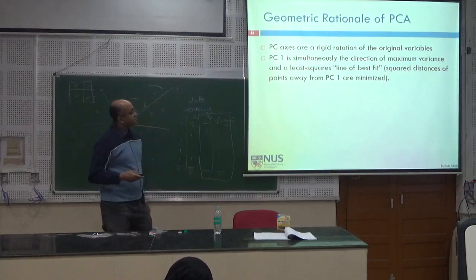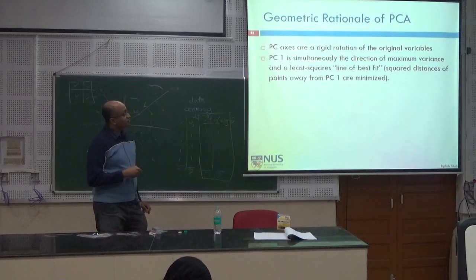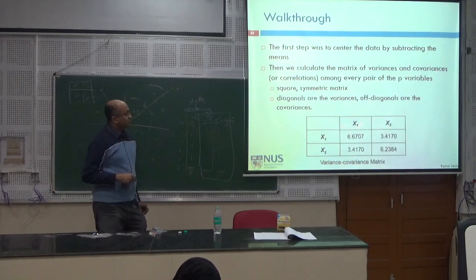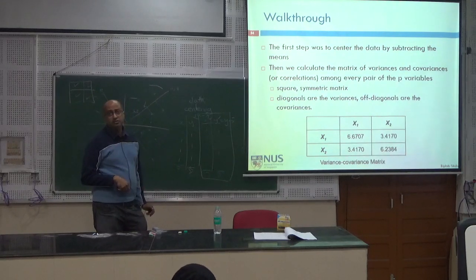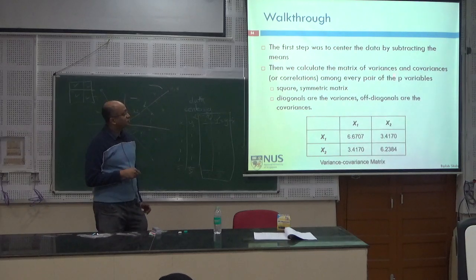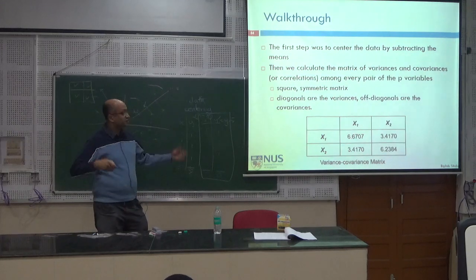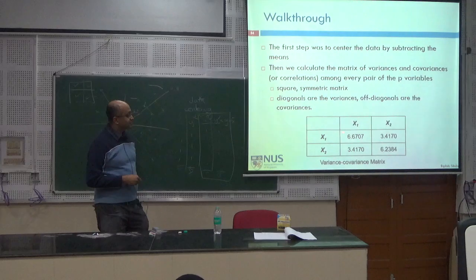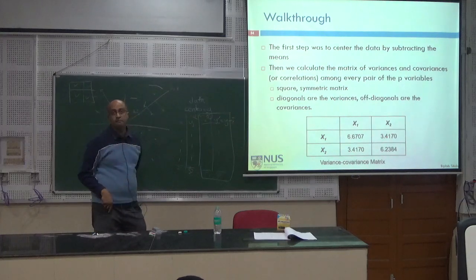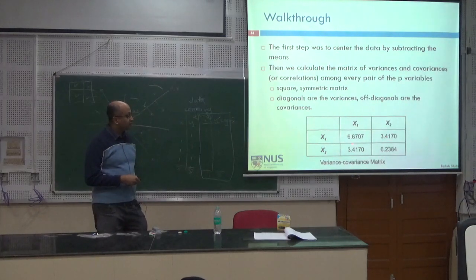So let's look at the steps and see what's going on. What I'm really trying to do is a rotation of the original variables. The first step was to center the data by subtracting the mean out. Then I said, figure out the covariances and the variances. This is what is called the variance-covariance matrix over here. The diagonals are the variances: this is the variance of x1, this is the variance of x2, and these are the covariances. And what this really tells you is, this is higher, right?